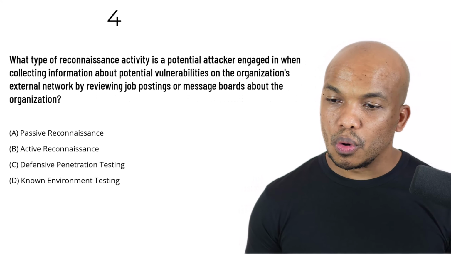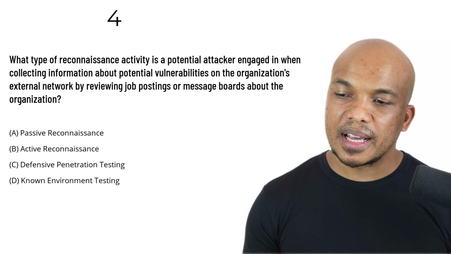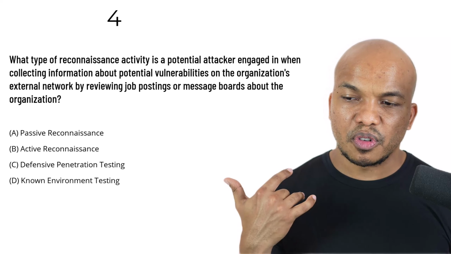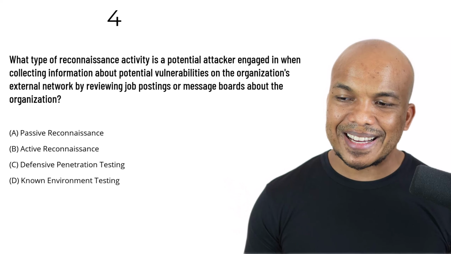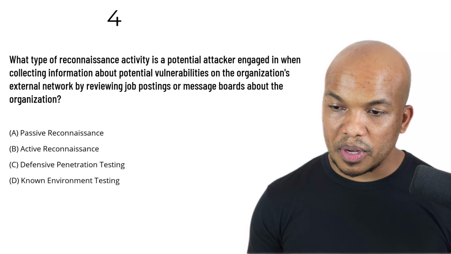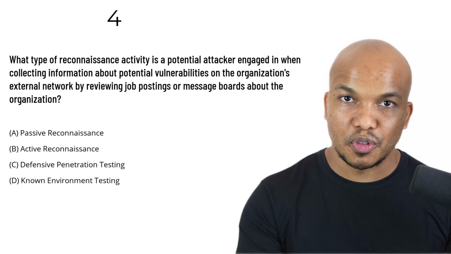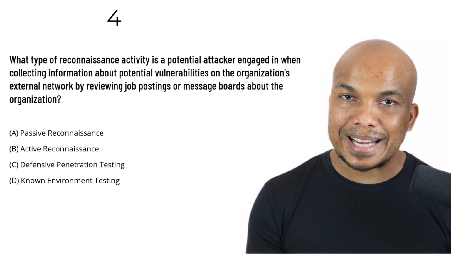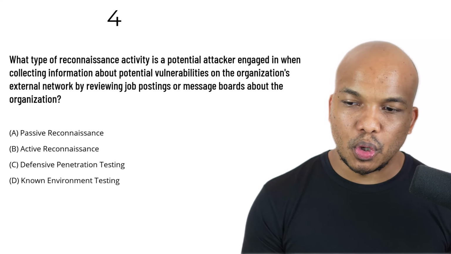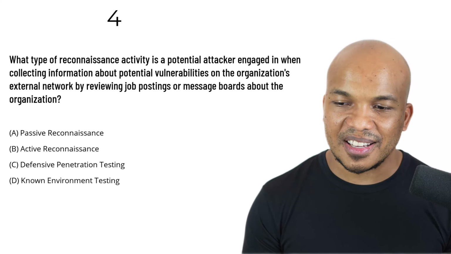Question number 4. What type of reconnaissance activity is a potential attacker engaged in when collecting information about potential vulnerabilities on the organization's external network by reviewing job postings or message boards about the organization? So this is obviously the very first stage in your cyber kill chain. So we've got passive reconnaissance, active reconnaissance, defensive penetration testing, known environment testing.